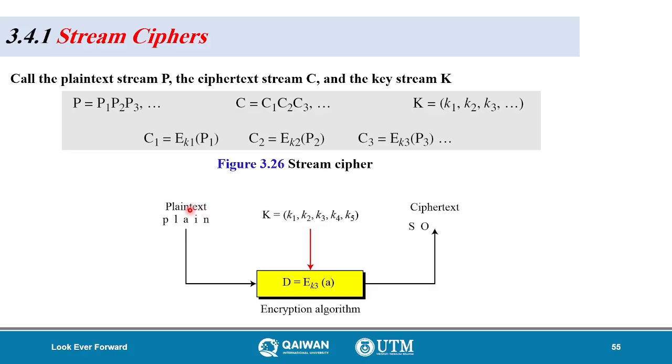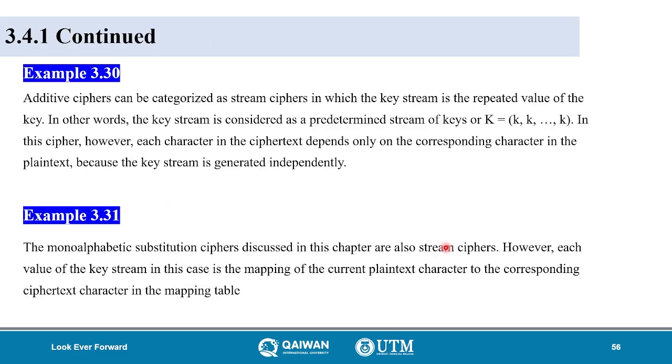We will take the plain text, the keys and the ciphertext. We will have the plain text fed to this encryption algorithm. We will have EK3, for example, A, and then we will have our ciphertext. Now we have 341 continued.